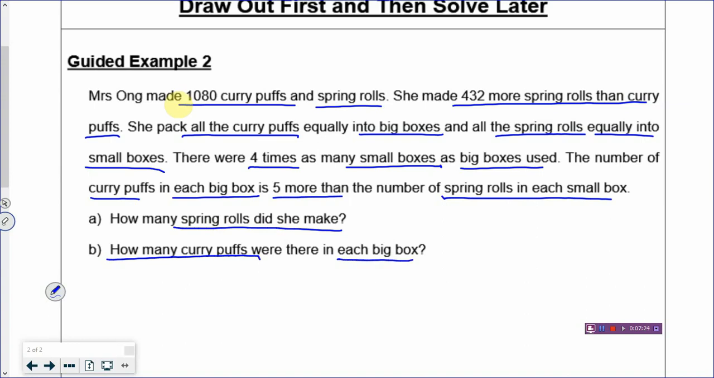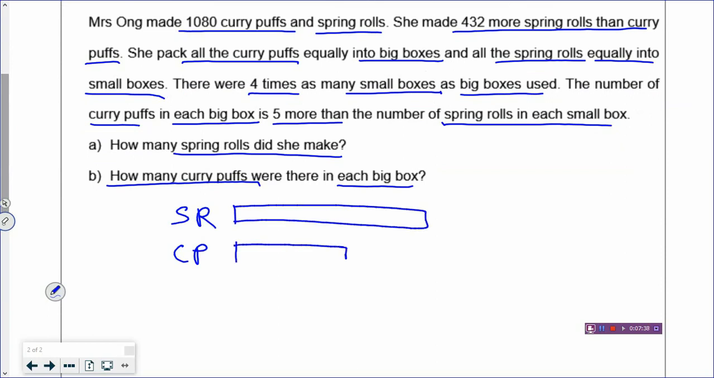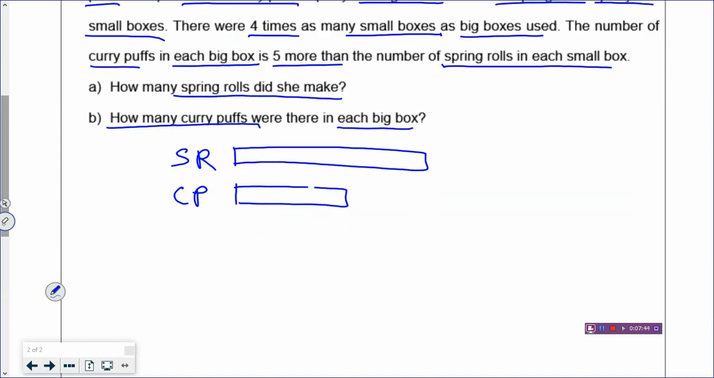Okay, now even if you don't know how to solve, you can always draw out the model because you see "more than", right? She made more spring rolls than curry puffs. So let's label spring rolls and curry puffs. So she made more spring rolls than curry puffs. Okay, something like this. Okay, got it? Alright, so that's your comparison model.